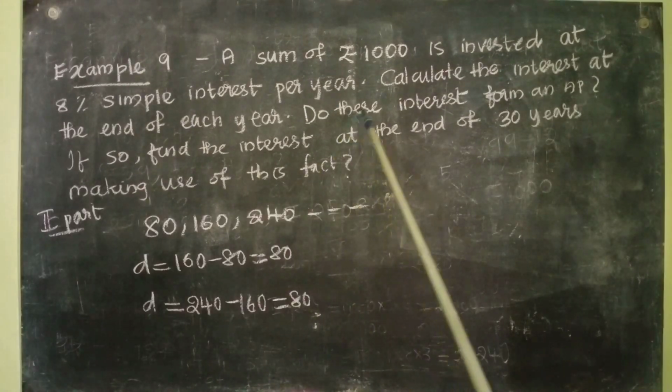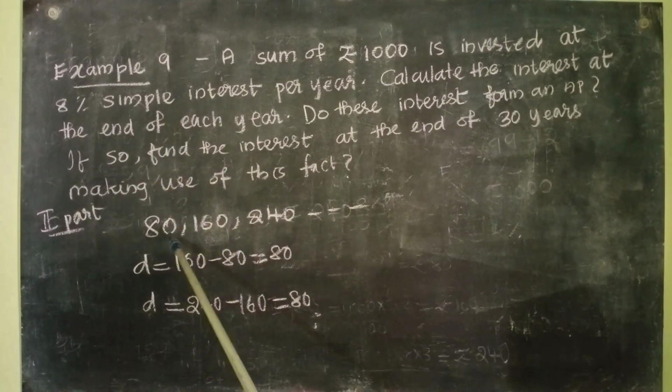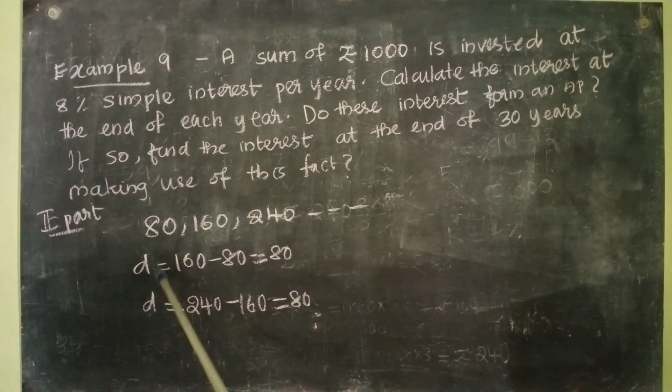Our second question is, do these interest form an AP? So let us check. Our interest is 80, 160, 240, etc. Let us check the common difference. Second term minus first term, that is 160 minus 80 equal to 80. Third term minus second term, that is 240 minus 160, that is also equal to 80. So we can say the difference is same everywhere. Therefore, it forms an AP.